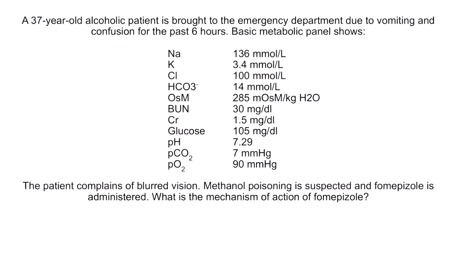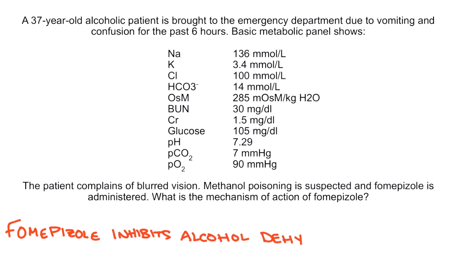This alcoholic patient presents with vomiting, confusion, and blurred vision. His basic metabolic panel is significant for acute kidney injury, evidenced by a high BUN and creatinine, and metabolic acidosis, evidenced by low bicarbonate, low pH, and low PCO2. Therefore, this patient has the metabolic acidosis along with blurred vision. These are the classic features of methanol poisoning for which fomepizole is administered. Fomepizole inhibits the alcohol dehydrogenase and prevents conversion of methanol into formaldehyde and formic acid. Formic acid is the most toxic metabolite responsible for the optic nerve injury.